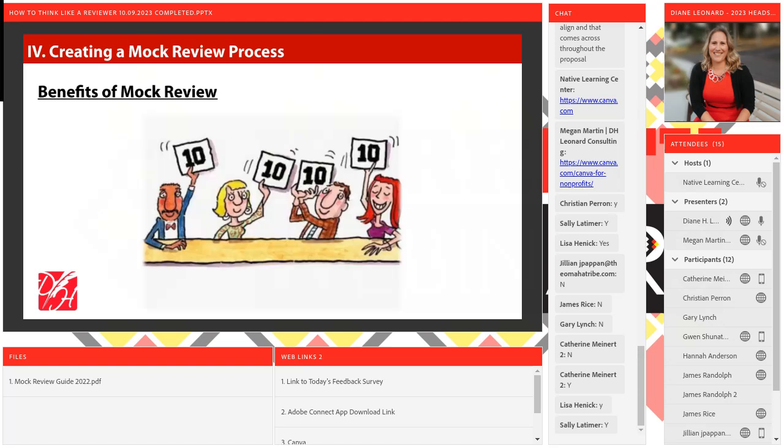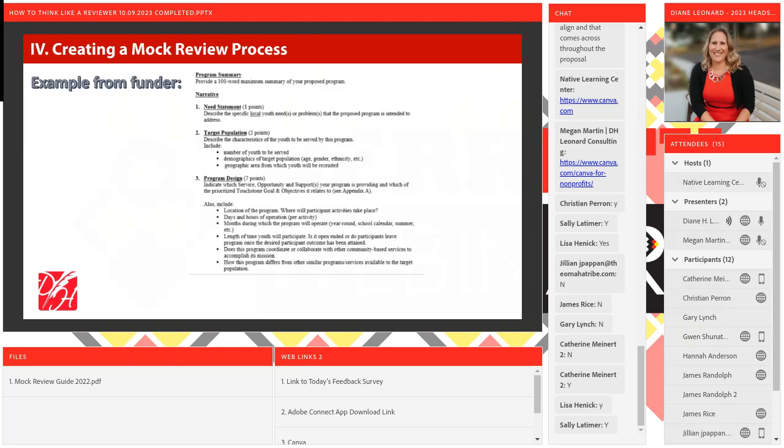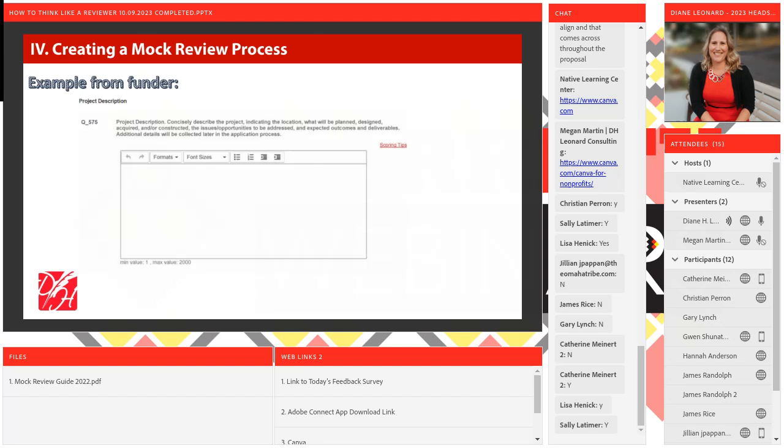Not all colleagues are happy or excited about judging each other's work, but we are indeed trying to mock up, to create a situation where we are thinking about in our guidelines when we see that we will be scored, like in this instance here, 1 point for need, 2 for target population, 7 for program design. That's an indicator we should try mock review because we're going to be scored based on points, and we don't want to miss any points.